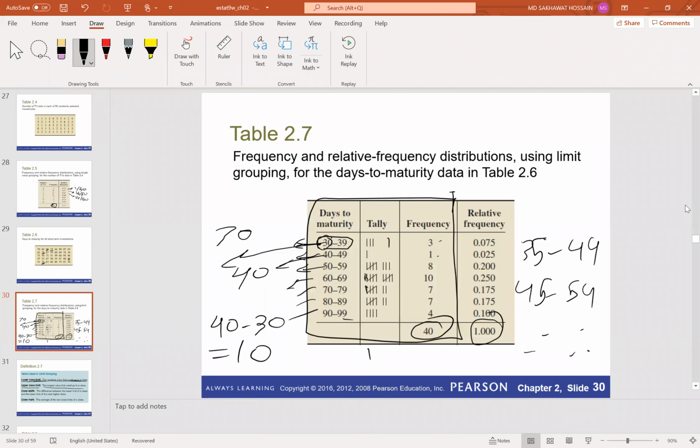And you can also consider any two classes. Maybe you can consider these two. The lower limit is 80 and the lower limit for this one is 90. So 90 minus 80 is 10. So this is the width of this class. Here we have equal width for each class, but sometimes you can also have unequal widths of classes.